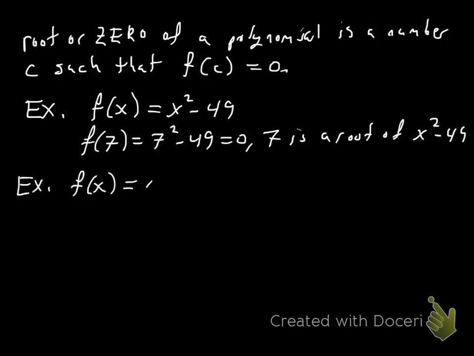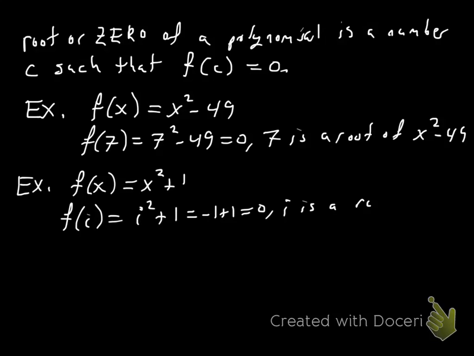Give you another example. x squared plus 1. So roots can be real numbers and they can also be imaginary numbers. Remember that i squared was equal to negative 1. So if we evaluate this next polynomial at i, i squared is negative 1, and we'd have negative 1 plus 1, which is 0. So i would be a root or a zero of this polynomial.